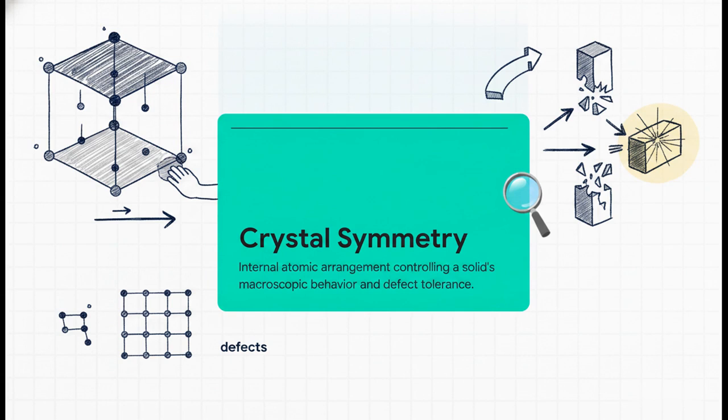Crystal symmetry isn't just some boring geometry term. It's the physical internal arrangement, the packing density, and the bonding direction at the atomic level. Imagine millions of atoms locked together in a highly specific three-dimensional grid. That exact grid dictates a solid's macroscopic behavior and its tolerance for defects. If you push on a material, its crystal symmetry decides whether it bends gracefully, snaps violently, or maybe conducts a pulse of energy. The internal microscopic physics perfectly controls the external macroscopic reality.